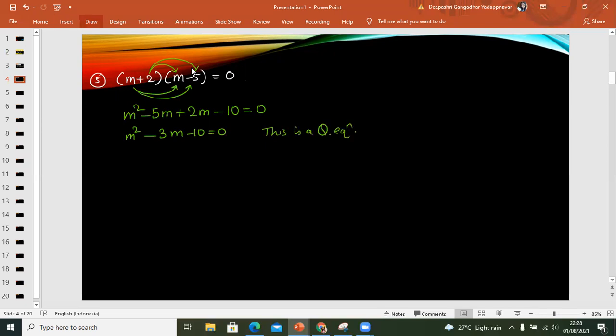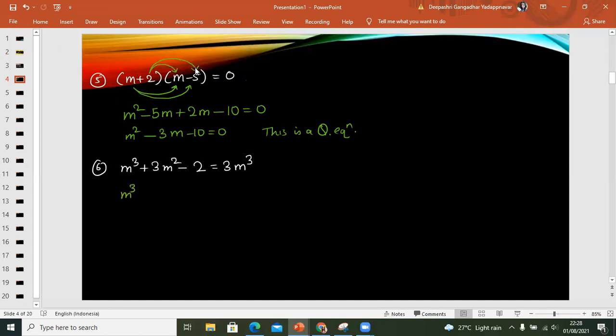Okay, next question, question number 6. Question number 6 is given: m cube plus 3m square minus 2 equals 3m cube. So this is the value given to us, and let us try to solve this further.